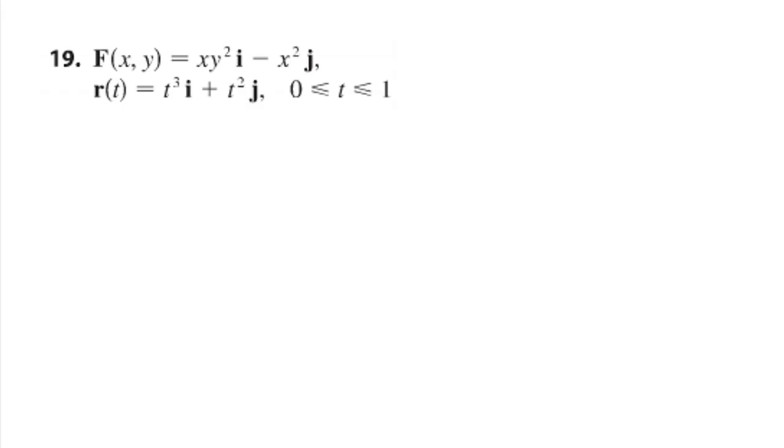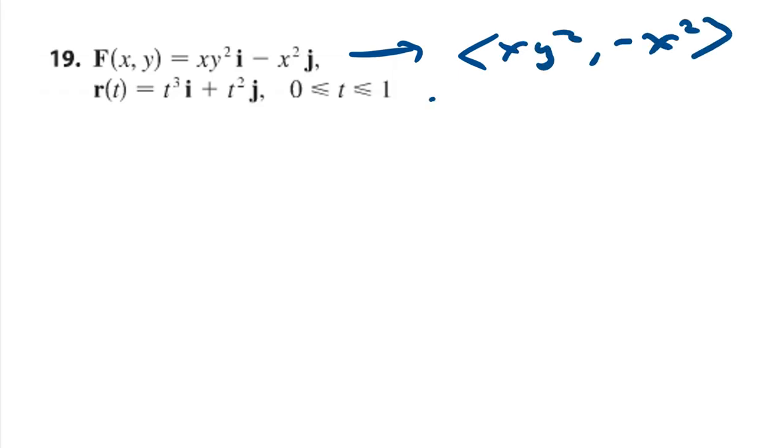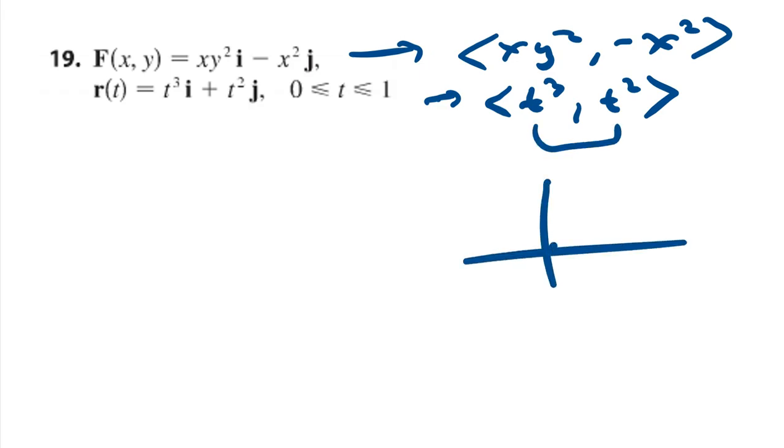Okay, so we're going to look at this one. F of x is this vector field. I prefer to write it as xy squared, comma, negative x squared. And then r of t is t cubed, comma, t squared. This one here isn't real interesting. It's just this curve, it kind of looks like that. But the vector field is actually very interesting.